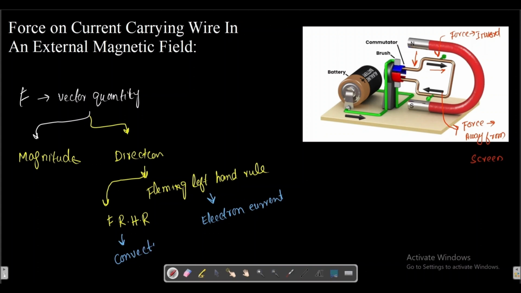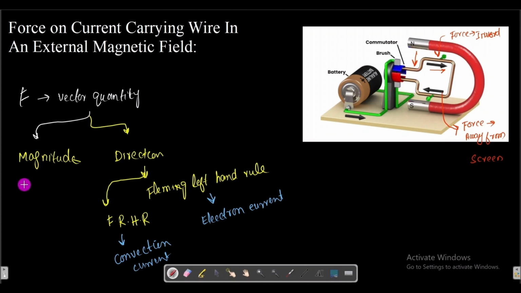So for the electronic current, we will use this Fleming left hand rule, and for the conventional current, when the current in this conductor is conventional current, then in order to find the force on this conductor, we will use the Fleming right hand rule. Okay, this was about the direction of the force exerted on this conductor.